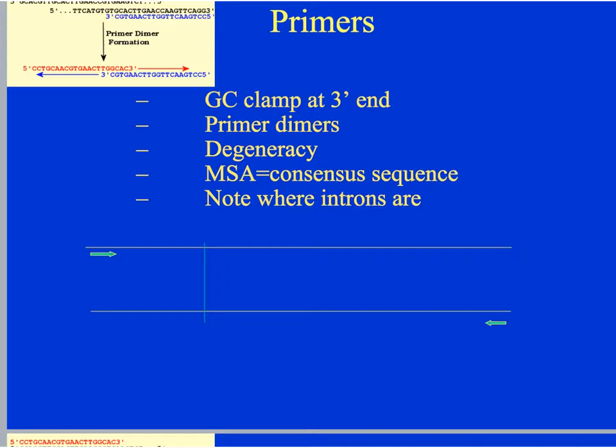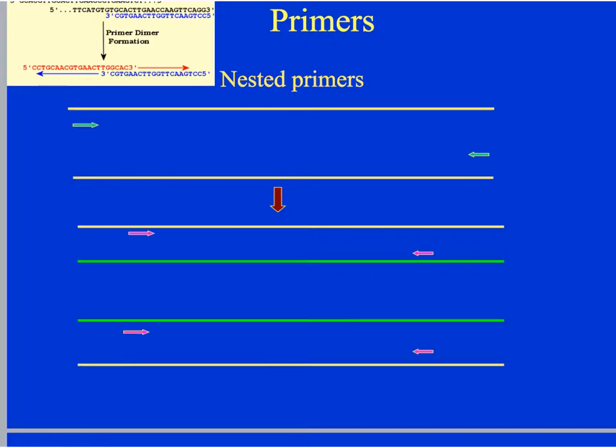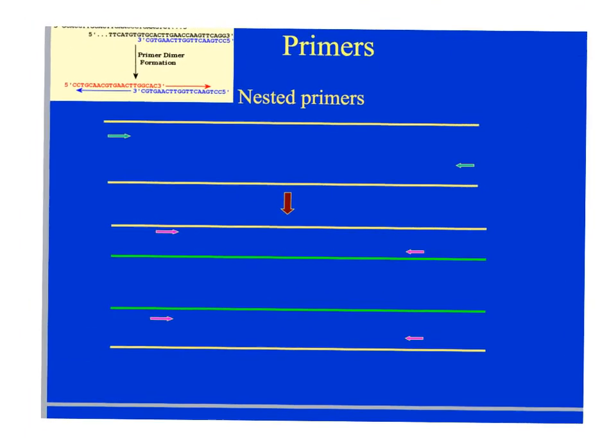All right, so you have your GC clamps at the 3' end. You're looking to eliminate primer dimers. You could have some degeneracy, and you base this off your MSA consensus sequence, and then you note where your introns are. And then, of course, the other thing you can do is you can actually nest your primers. And I think that's what I have you do.